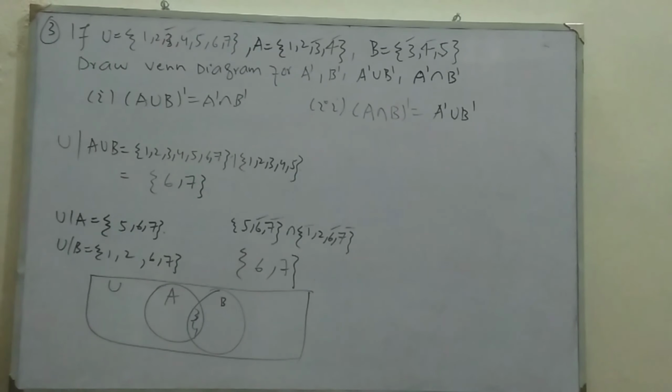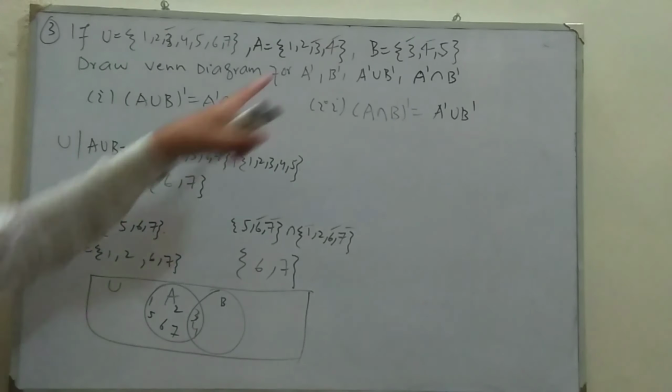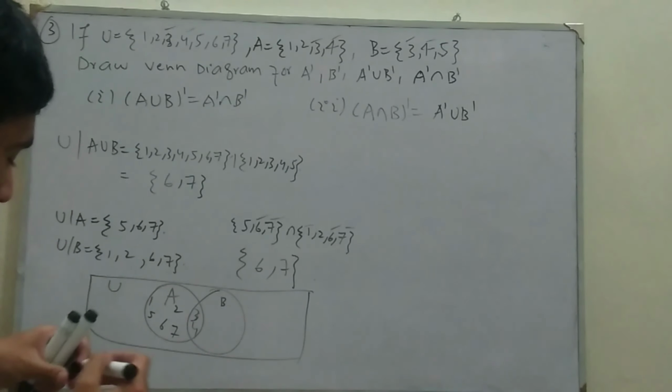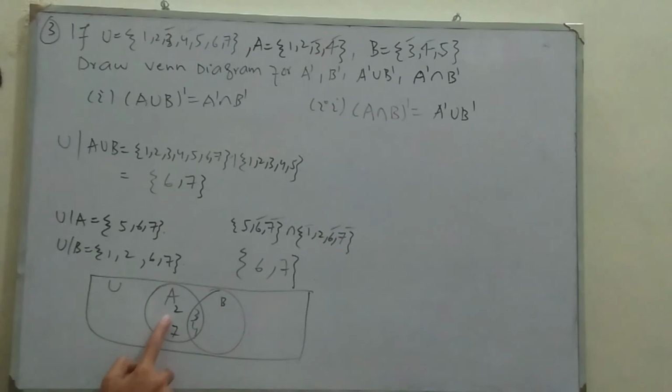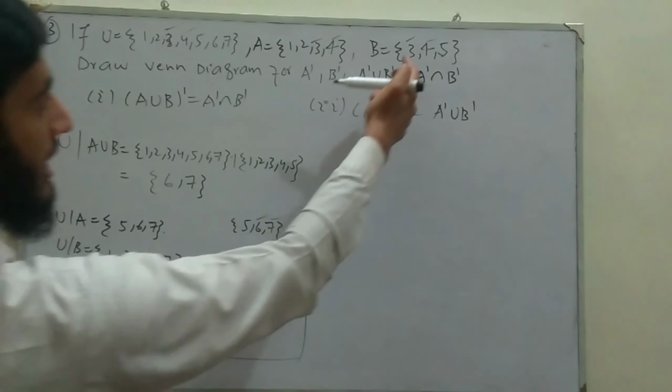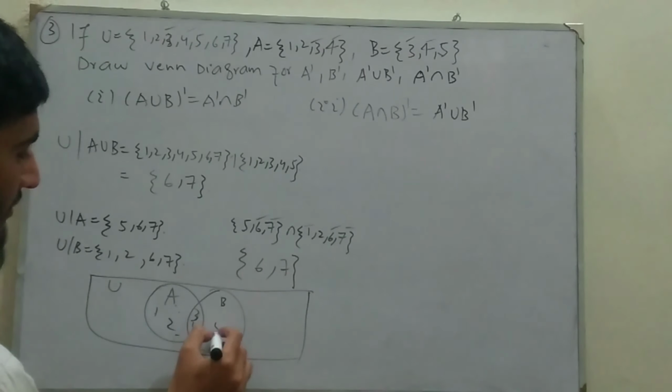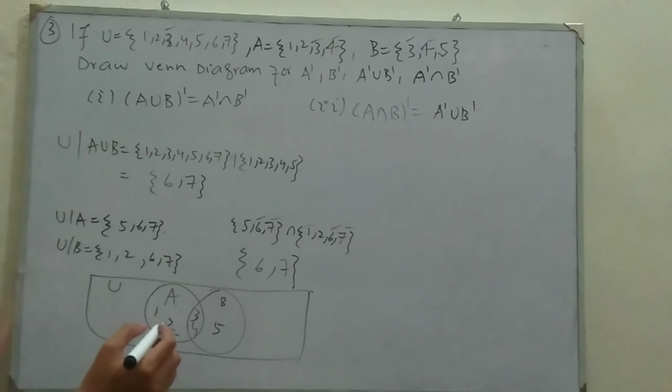In A set we are left with 1, 2, and in B set we are left with just 5. In the universal set we are left with 1, 2, 5, 6 and 7.